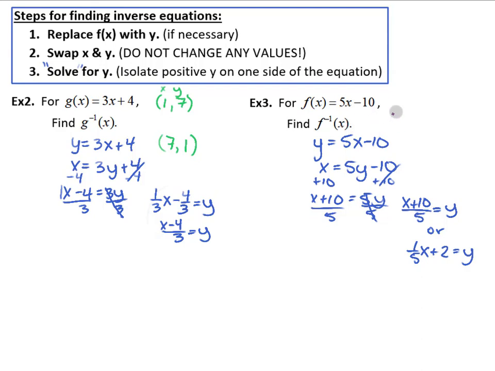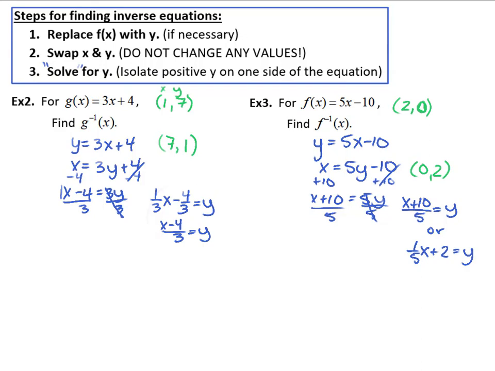You could arbitrarily pick a nice easy point here as well. Let's say this time we plug in 2. 5 times 2 is 10. Minus 10 is 0. So plugging in 2 gives us back 0. So on our inverse, if I plug in 0, I should get back 2. So let's check. If I plug in 0, in fact, it doesn't matter which one this time. Let's try this one. 0 plus 10 is 10. 10 divided by 5 is 2. So we definitely have the correct inverses here.